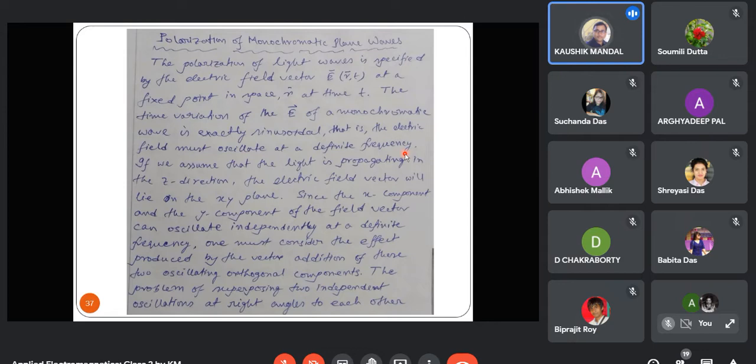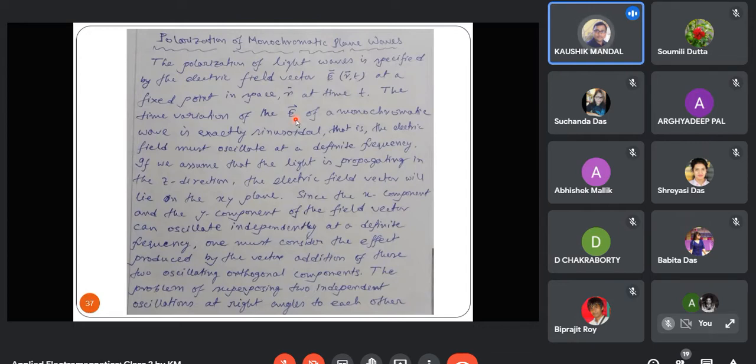Up to this, is it clear? We are considering a light wave as an example of an electromagnetic wave. We are defining the corresponding light wave in space with this particular notation, where E represents the electric field vector, r is the position vector representing the point in space, and t is the time. We are considering that it is a monochromatic wave. It is exactly sinusoidal. Exactly sinusoidal means the electric field is oscillating at a definite or fixed frequency.